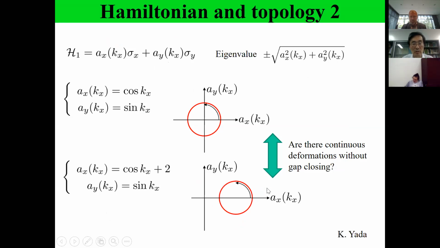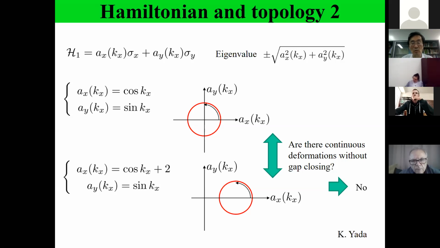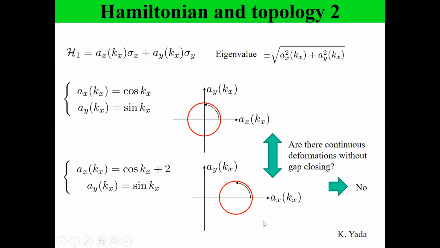So let's consider two situations. Here ax is chosen like that, and this circle is drawn like that. On the other hand, if we choose ax and ay like that, the circle is located here. So there's a question: are there continuous deformations without gap closing? The answer is no. It is impossible to change from here to here without gap closing.